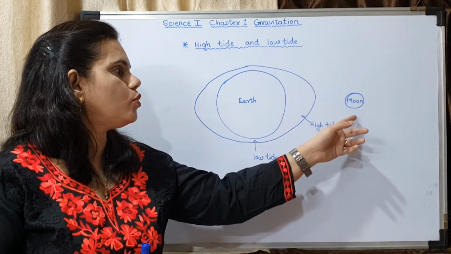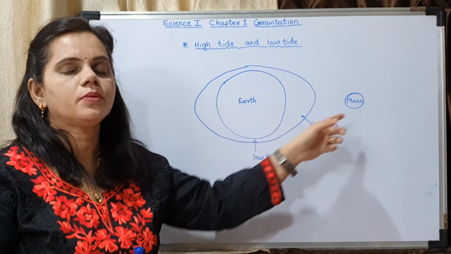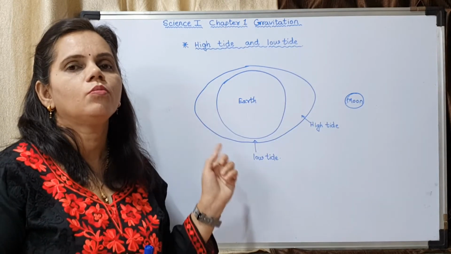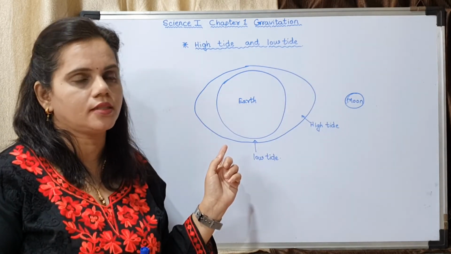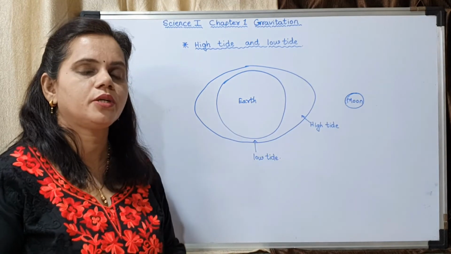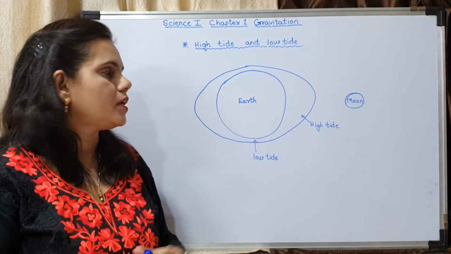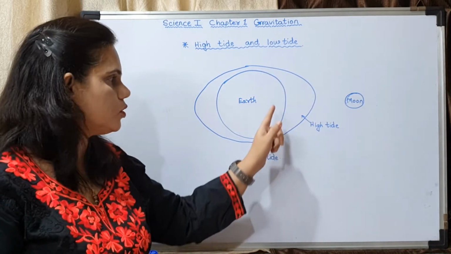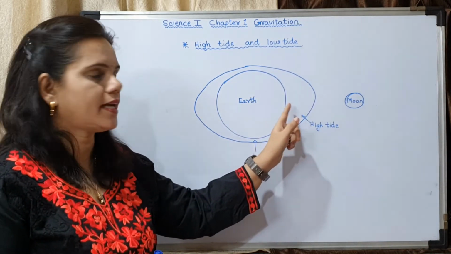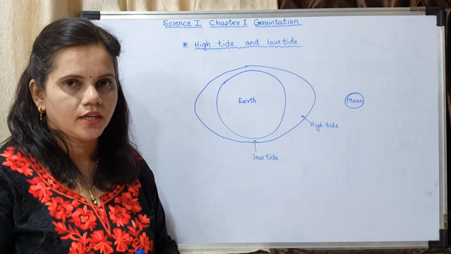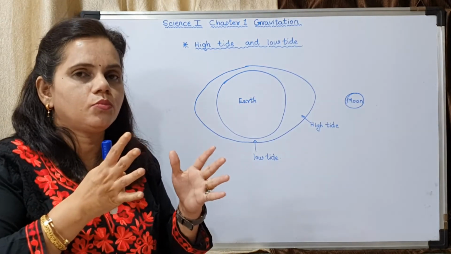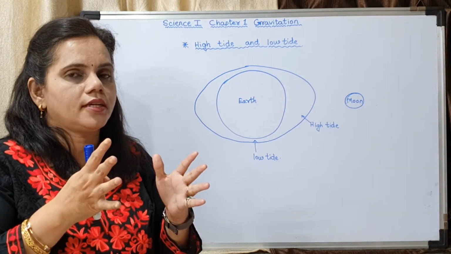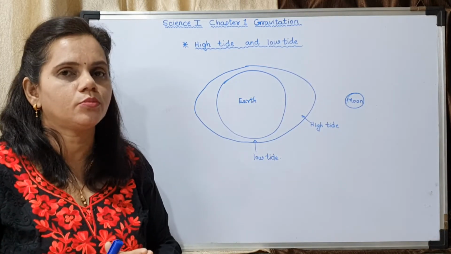And the moon does not come towards the earth because the moon is continuously moving around the earth. So there is a force of attraction between earth and the moon. Now what happens? The water which is on this side gets attracted towards the moon. The earth doesn't move, or it doesn't move as much as the water moves.